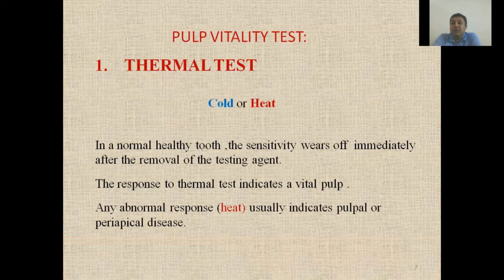Now coming to the first pulp vitality test, that is thermal test. This test includes cold test as well as heat test. In a normal healthy tooth, the sensitivity wears off immediately after the removal of the testing agent, whether it is a cold agent or a heat agent. The response to this thermal test indicates a vital pulp, and any abnormal response to this thermal test indicates there is a pulpal or periradicular disorder or disease.